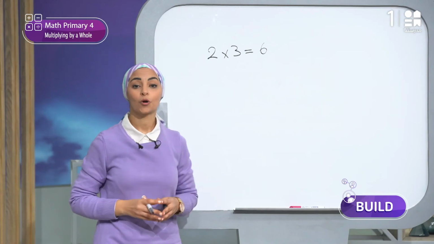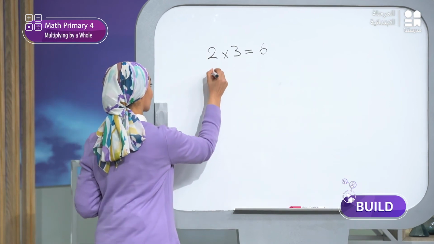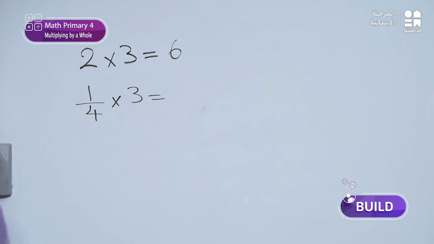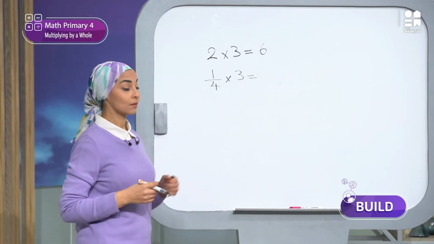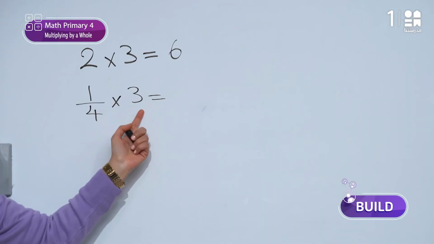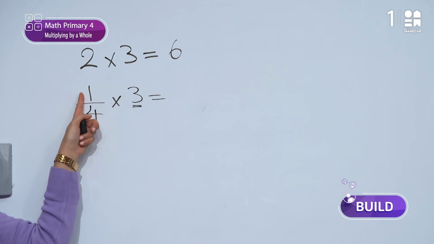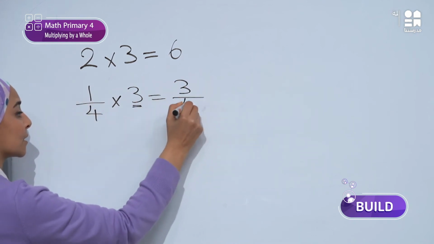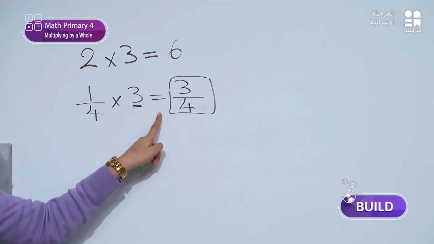Okay, in the second problem, I will multiply a quarter times 3. We will multiply the numerator by 1, so 1 times 3 equals what? Yes, 1 times 3. I will multiply the whole number times the numerator, I mean, 3 times 1 equals 3, and I will keep the denominator as it is. So my fraction is 3 over 4.